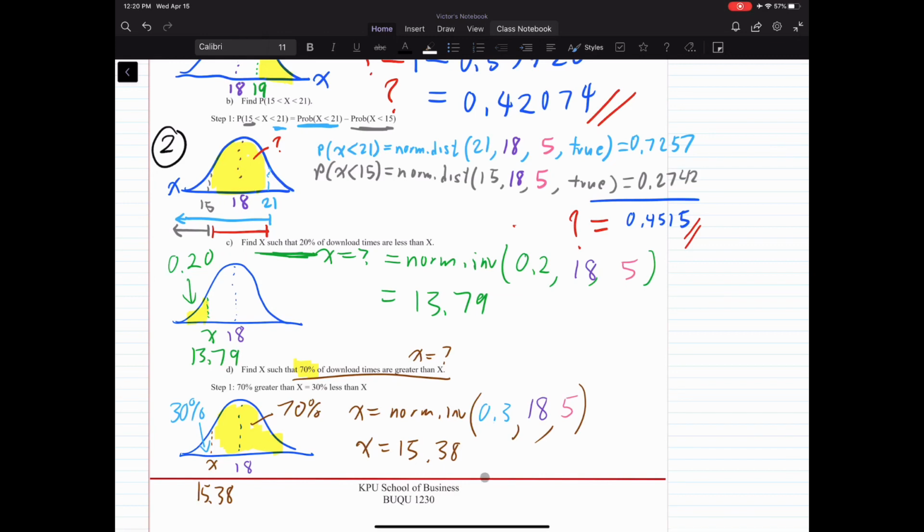If you put that into Excel, you're going to get 15.38. So I won't show you how to do that. You should know how to do that on your own. And that's part D.